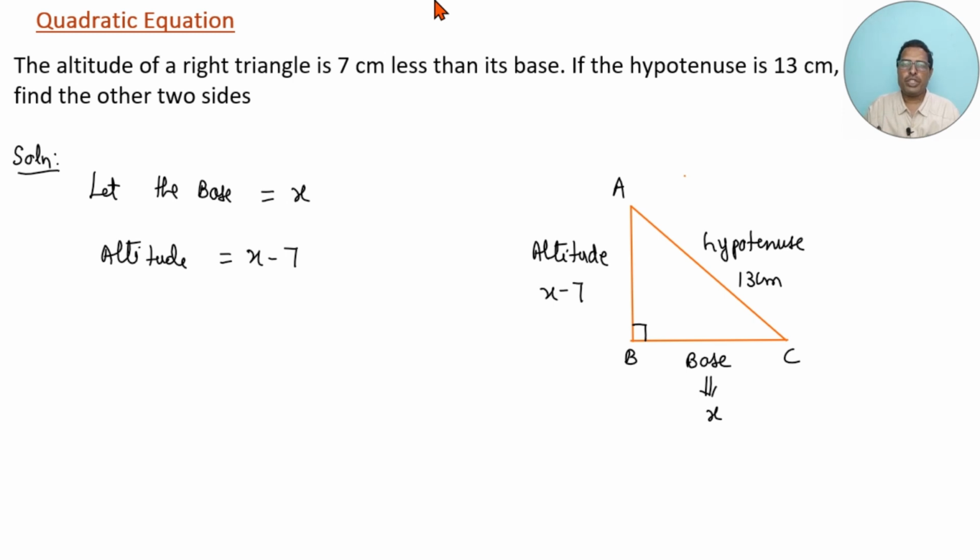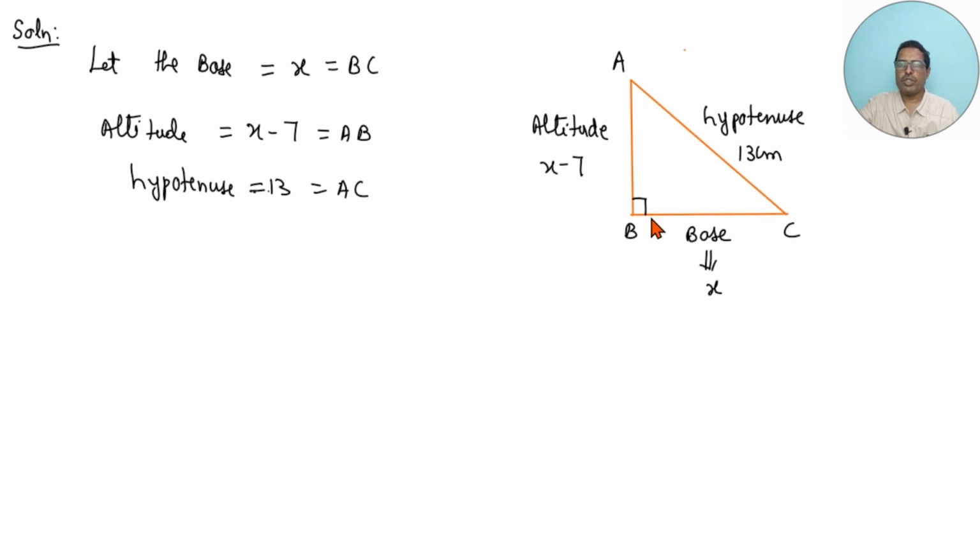And the hypotenuse is already given to us. Hypotenuse is equal to 13. So the base, which is nothing but BC, the altitude, which is nothing but AB, and the hypotenuse, which is nothing but AC. Because it is a right angled triangle, we can use the Pythagoras theorem.